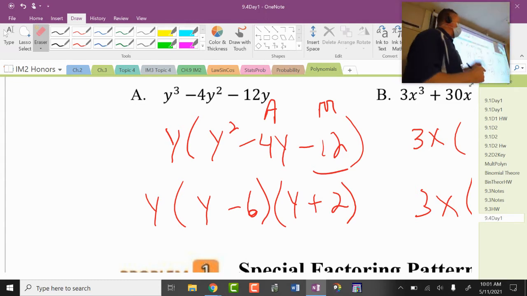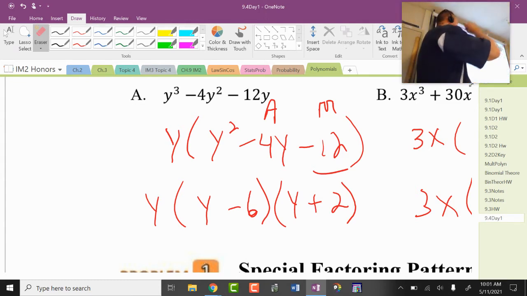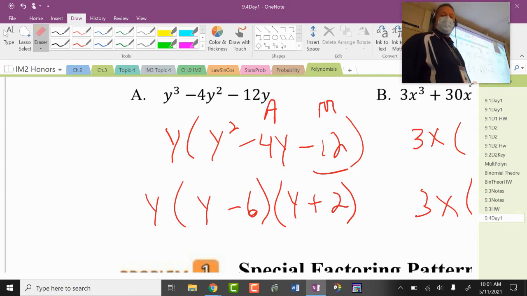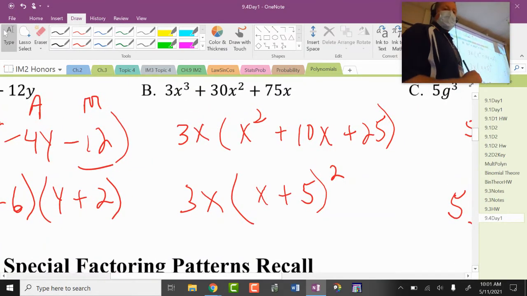So, of course, we do have a GCF first, though. Always look for a GCF before you factor a situation. Same thing with this one. There's a GCF of 3x.